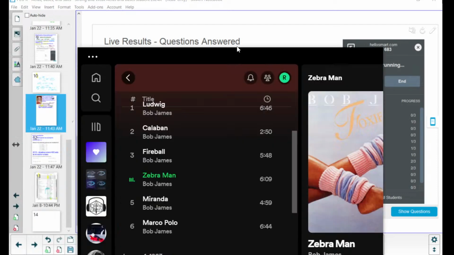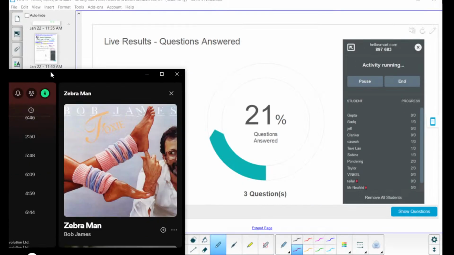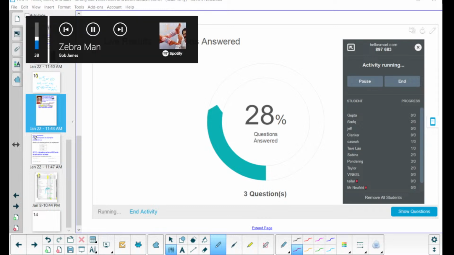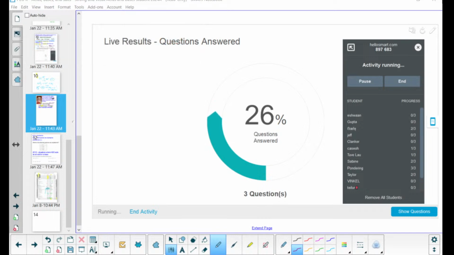Zebra Man by Bob James. Shout out. Can you play whatever songs you want for this? Yeah, because I have Spotify. Play Love and Jeopardy. No, I kind of like Zebra Man now. I'm going with Zebra Man. Mr. Newfeld, we played Lana Del Rey last year. No. I'm gonna get so copyright struck. That's true. Oh, the saxophone?